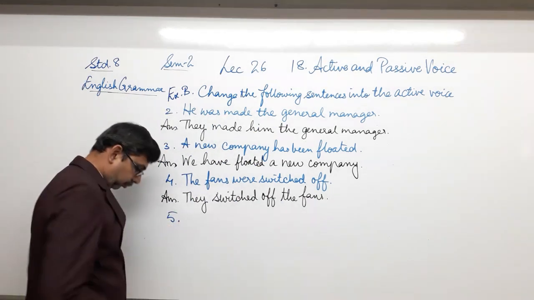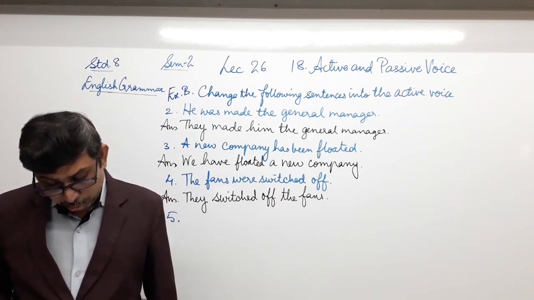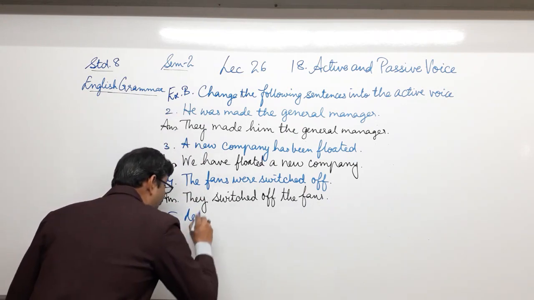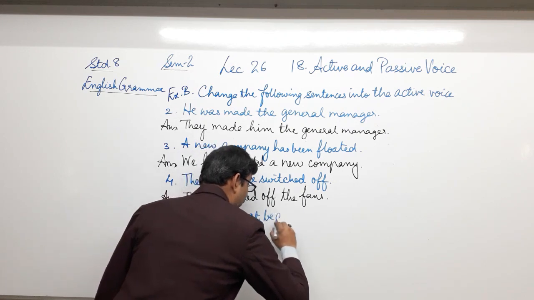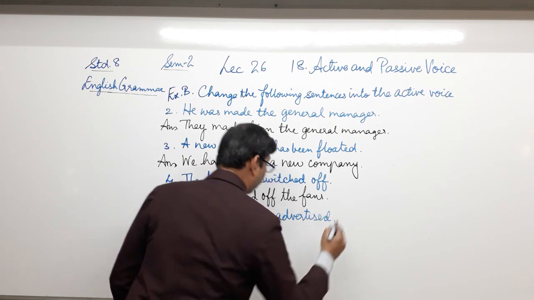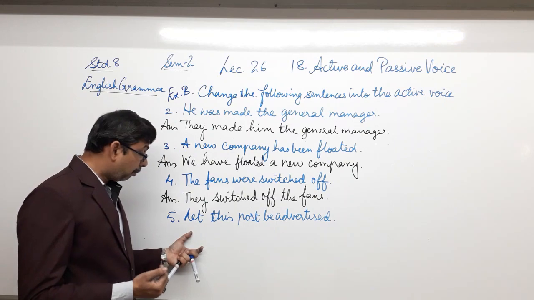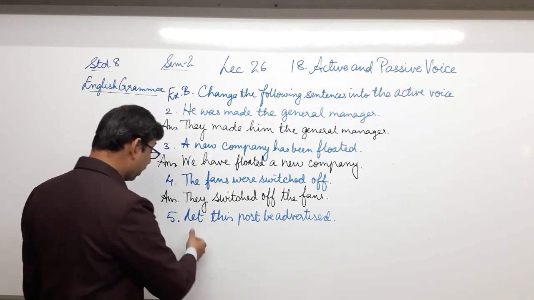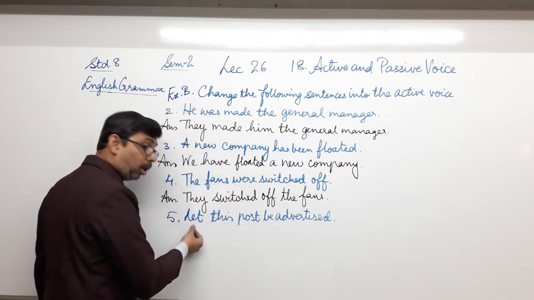Fifth one. Let this post be advertised. While trying to understand a sentence, what has been said over here? A commanding sentence we have. We have a sentence in the imperative type, isn't it? We learned about this. Let this post be advertised in the passive form utilizing the word let.